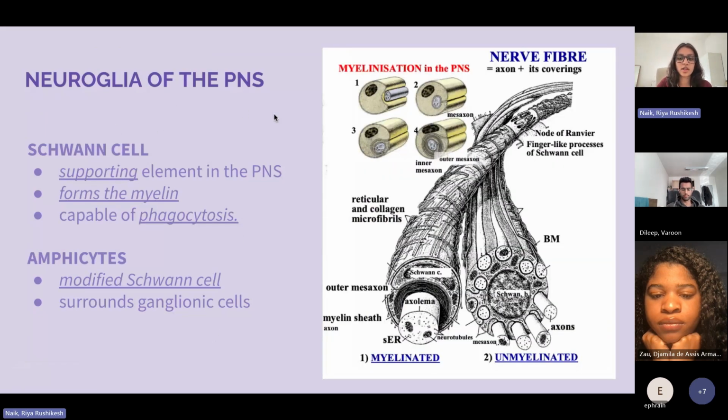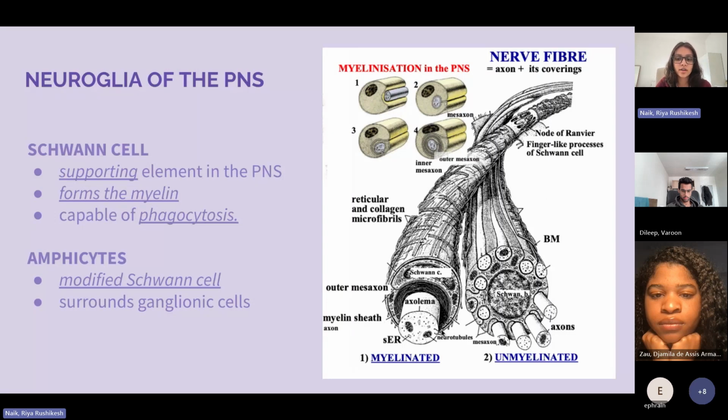There are just two structures over here which you need to remember, two types of cells. There are the Schwann cells and the amphicytes. The Schwann cells are like the supporting structures of the PNS, and they help in the formation of the myelin, and they also help in phagocytosis. Whereas the amphicytes are just like a modified version of a Schwann cell.